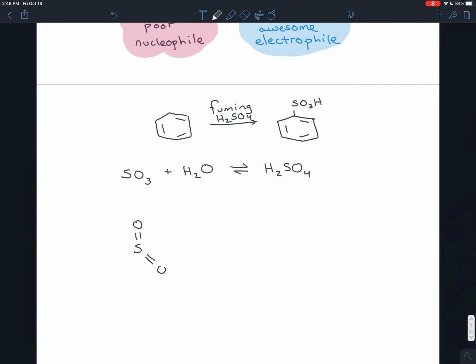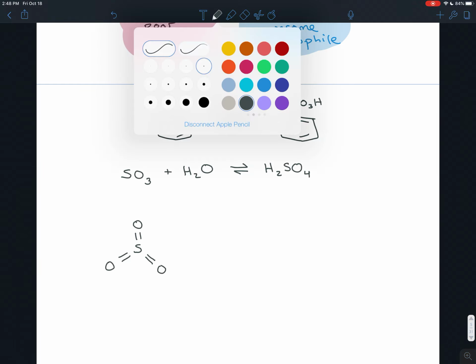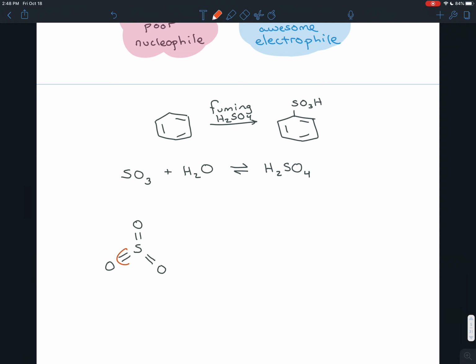And hopefully, when you look at this, something might seem a little weird. The sulfur has a whole bunch of electrons around it. It has 2, 4, 6, 8, 10, 12 valence electrons. So it's not following the octet rule. What's happening there?